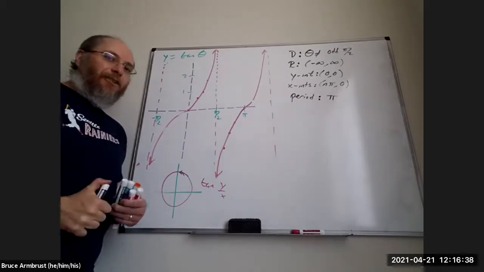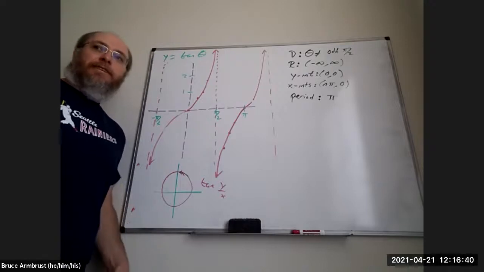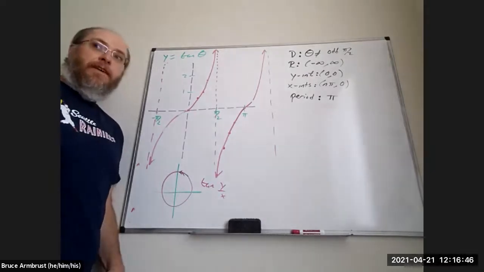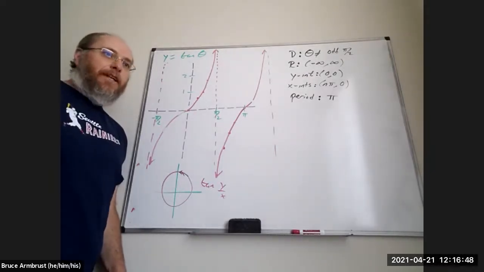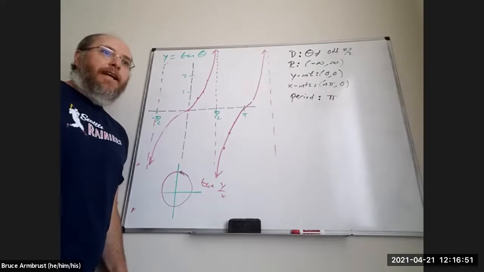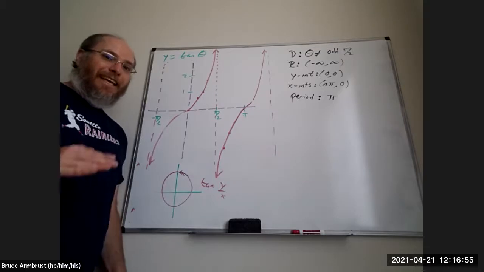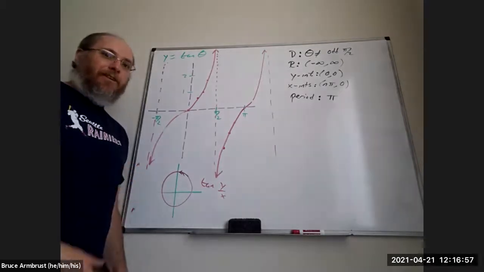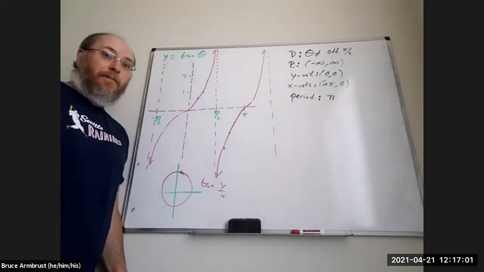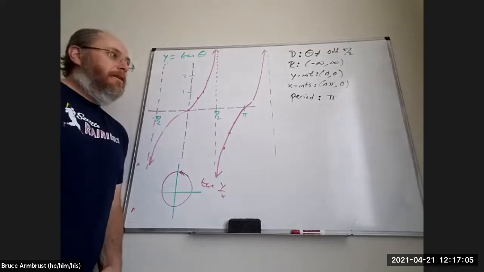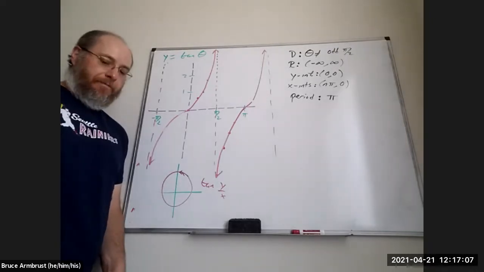In fact, take a look at your chart there for tangent, if you've got it handy. And look at the values from 0 to pi. And then look at the values from pi to 2 pi. And you'll see that they are an exact duplicate. Like exact duplicate, identical. Because the period is only pi. So tangent goes a little bit faster than sine and cosine. So its period is pi.